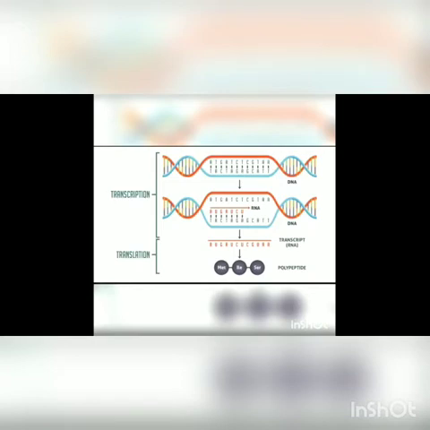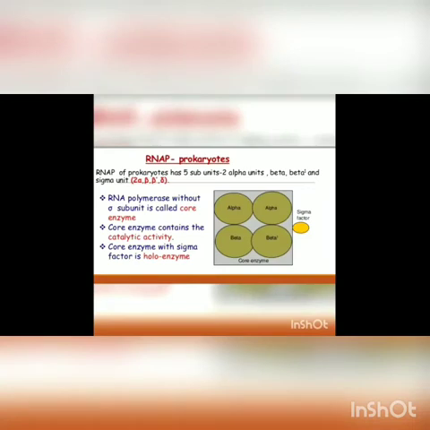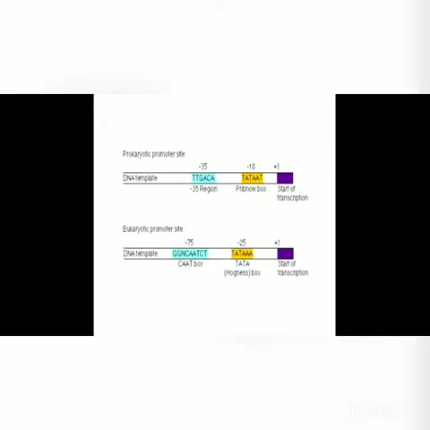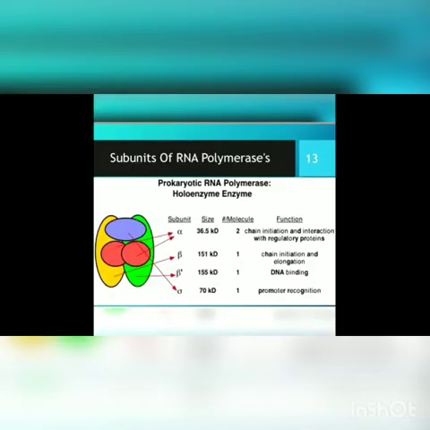The terminator, that means the end region, located towards the 3' end of the coding strand, contains a DNA sequence that causes the RNA polymerase to stop transcribing. In eukaryotes, the promoter has the AT-rich region called the TATA box. And in prokaryotes, this region is called the Pribnow box. Besides the promoter, eukaryotes also require an enhancer.